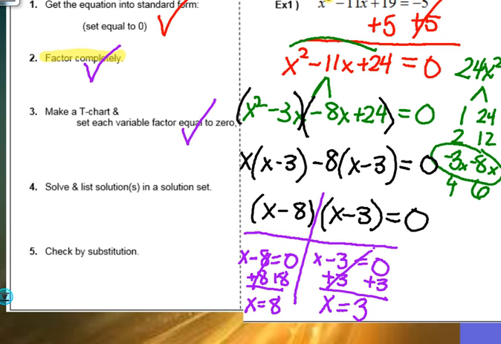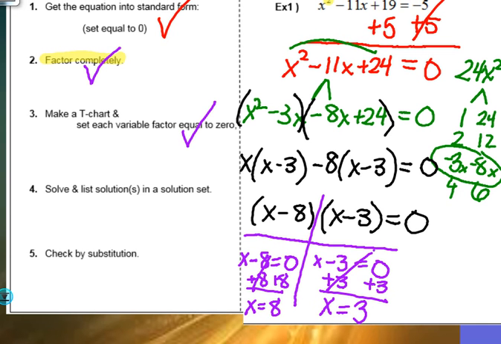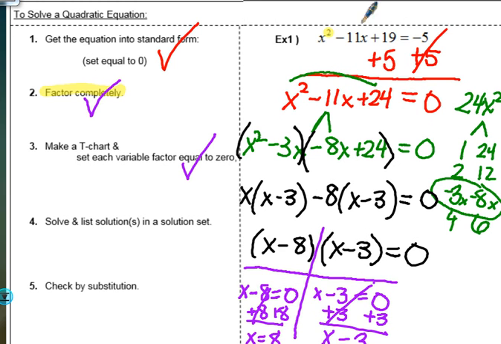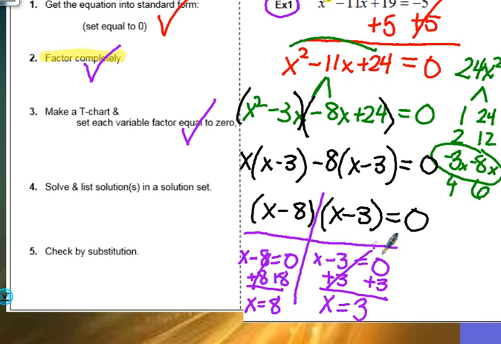Which means that there are 2 answers to this equation that we were given originally at the top here in example 1. So I'm going to take both of my answers and list them in a solution set, which just means I'm going to use my curly brackets. Remember, we do from least to greatest. Number 5 says to check by substitution. So please have your calculators out and turn them on.